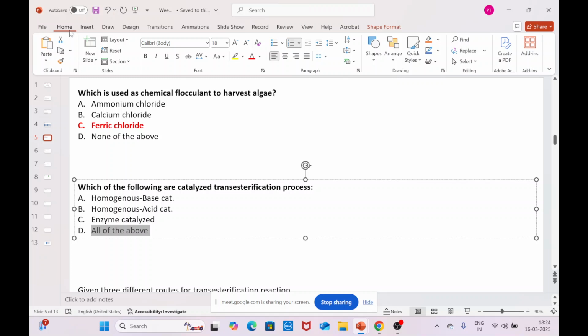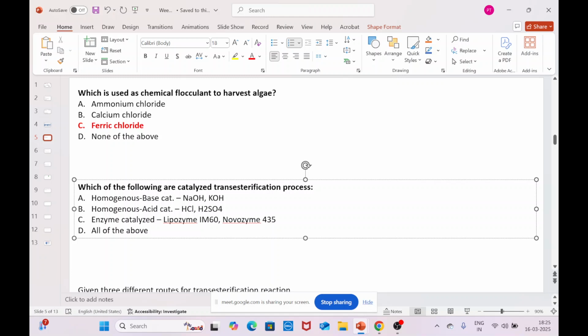The transesterification process has a homogeneous base, which is your NaOH and KOH, and a homogeneous acid, which is hydrochloric acid or H2SO4, and the enzyme catalysts are Lipozyme IM60 and another one, Novozym 435, if I'm not wrong. These are all the types of catalysts that you can use in the transesterification process.